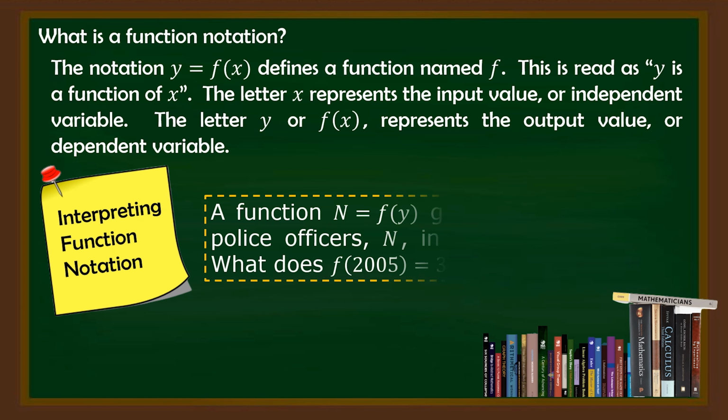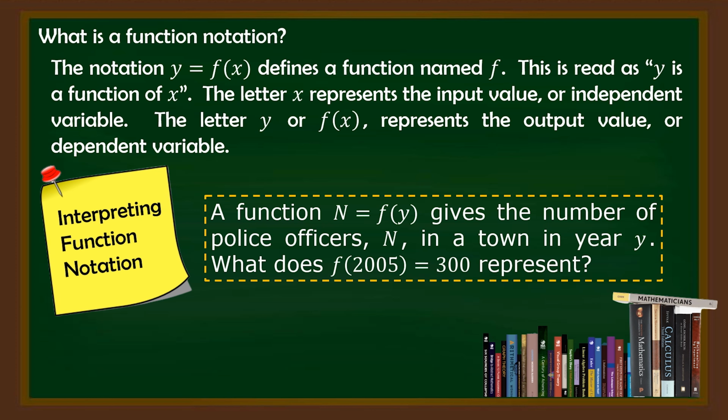Let's say, for example, a function n is equal to f of y gives the number of police officers n in the town in year y. What does f of 2005 is equal to 300 represent? How will you interpret the given situation about function?